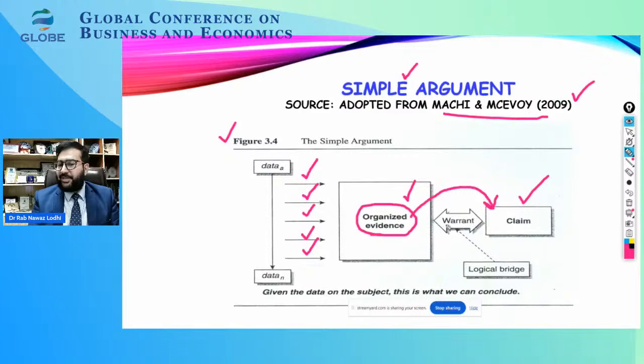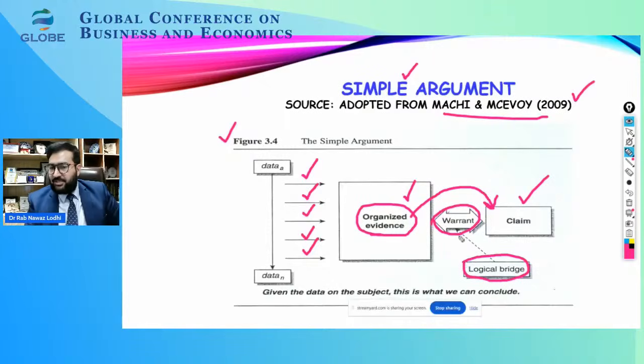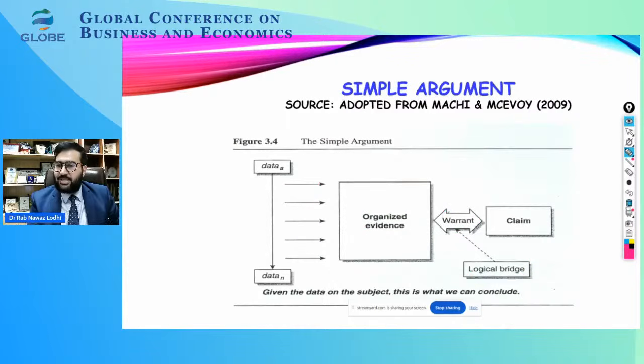But there will be a unique role of the warrant. Warrant will serve as the logical bridge between claim and evidences. So it will connect these two, claim and evidences, together and strengthen them. So the warrant is the additional evidence, right? So this is basically the diagram for the simple claim, simple argument.